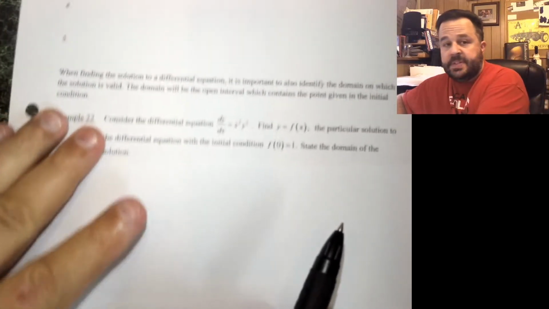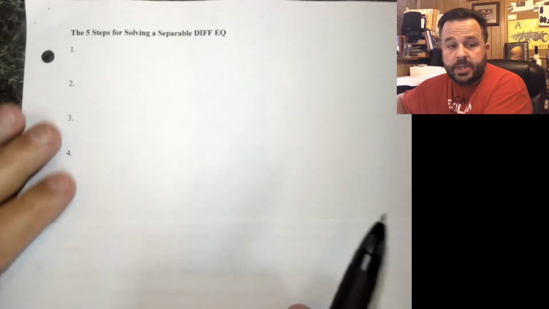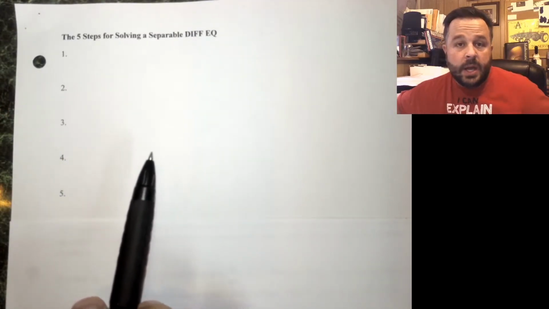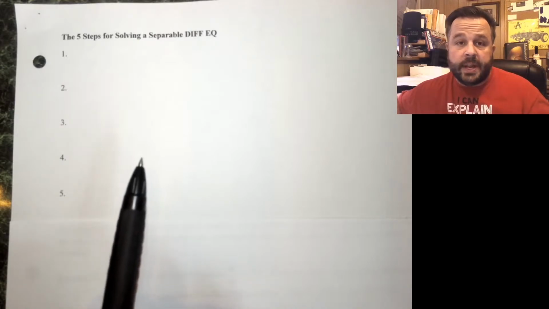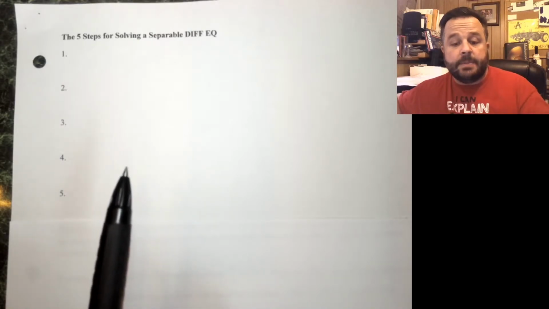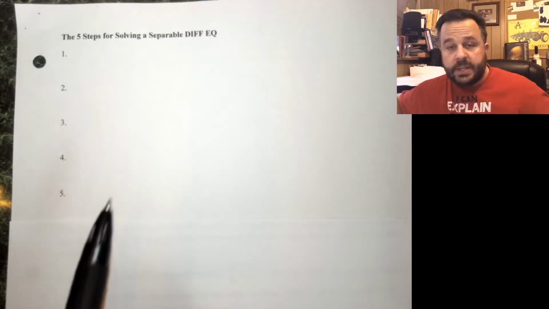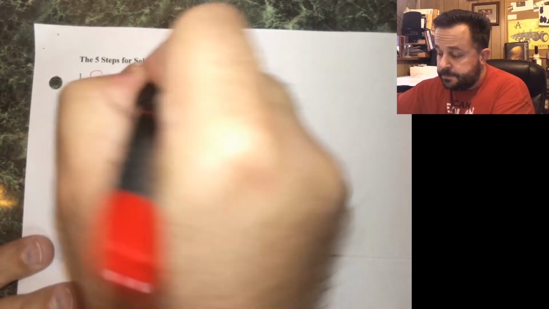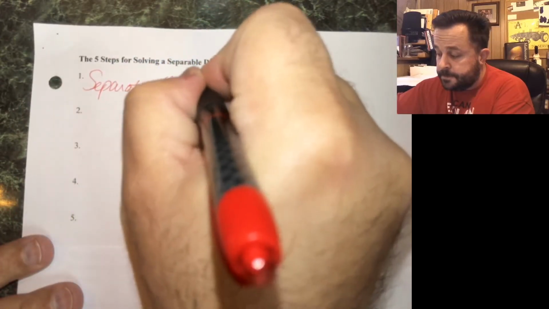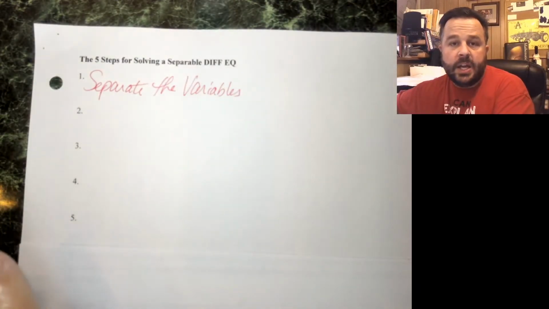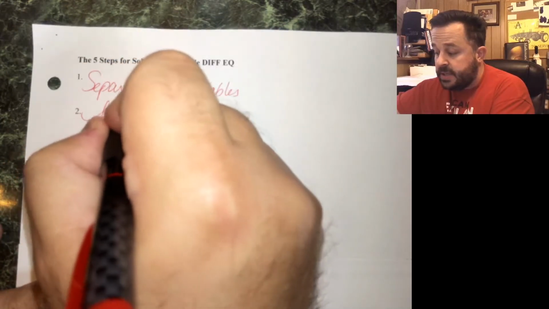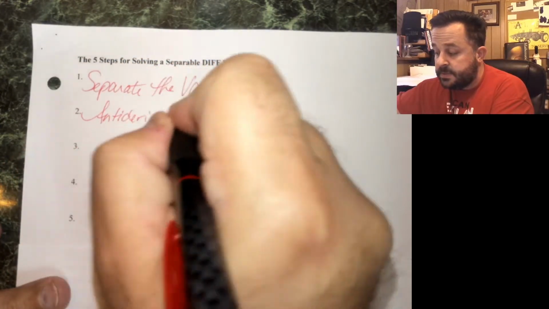So let me give you 5 steps for solving a differential equation. If you look at a free response question on an AP test, the solution guide for that FRQ would give you these 5 steps. The first step when you are solving a differential equation must be to separate the variables. Again, that means put the x's on one side, put the y's on the other side. After you do that, you're going to antiderive, or integrate, both sides.